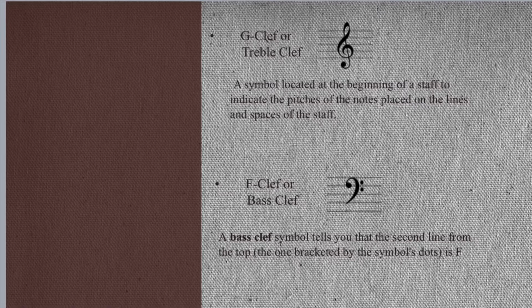F clef or bass clef. A bass clef symbol tells you that the second line from the top, the one that is bracketed by the symbol's dots, is F. The notes are still arranged in ascending order, but they are all in different places than they were in treble clef.